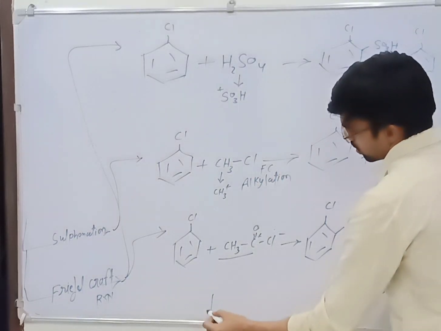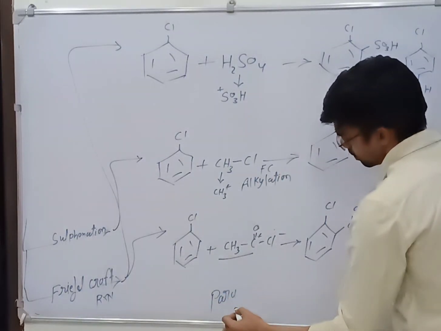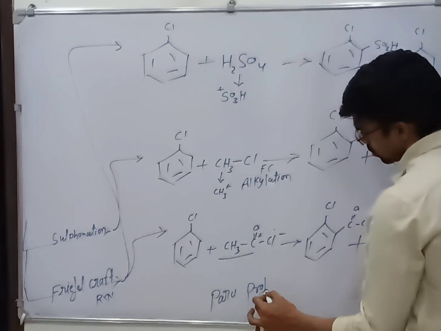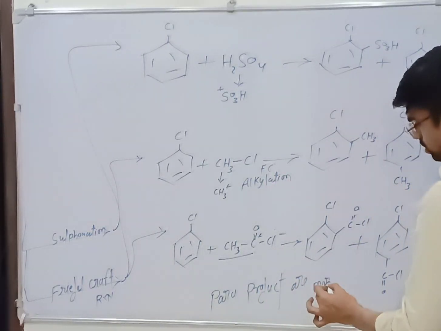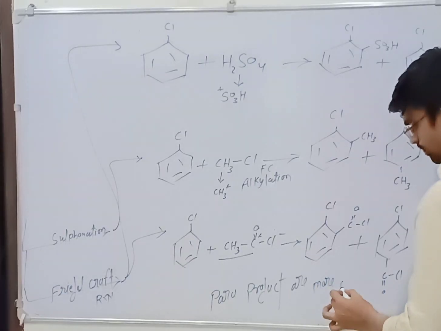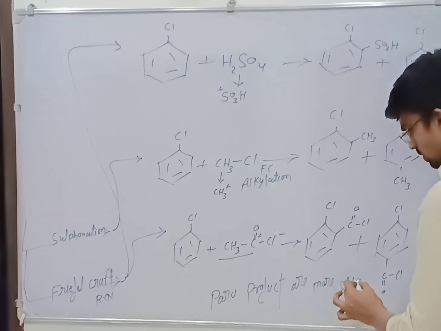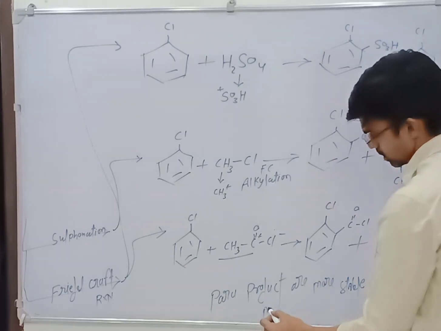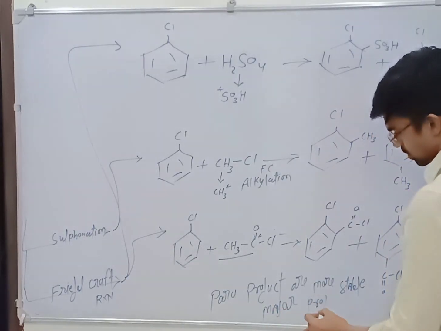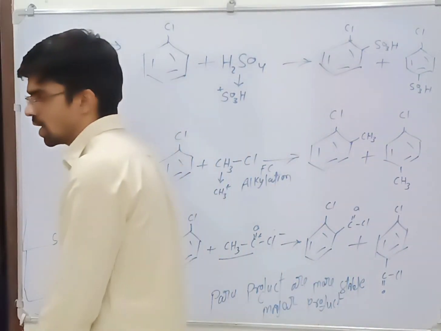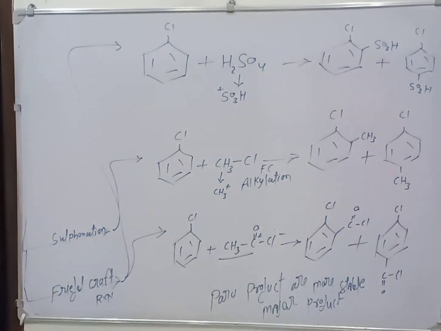And one thing you have to remember, that para products are more stable. That is why they form the major product. So para products are more stable, that is why they always form a major product. Okay.